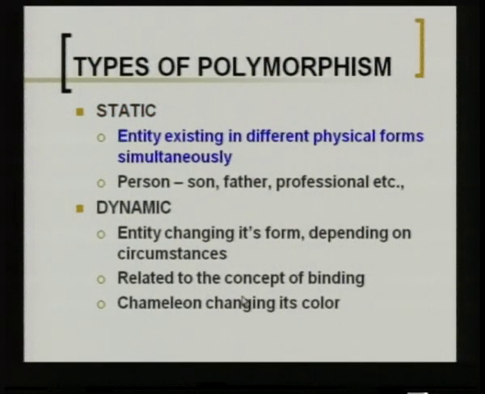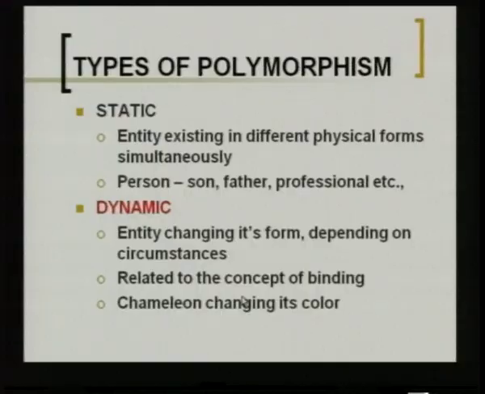An entity existing in different physical forms simultaneously. For example, if you take human beings, that is we ourselves, we all perform different roles at the same time. I can be a teacher, at the same time I can be studying some other course. So, there I become a student, and here when I am taking classes I become a teacher, I am a daughter, I am a mother. So, like this the same me is exhibiting different functions at different times. So, the same object which exists in different physical forms constitutes a static form of polymorphism.